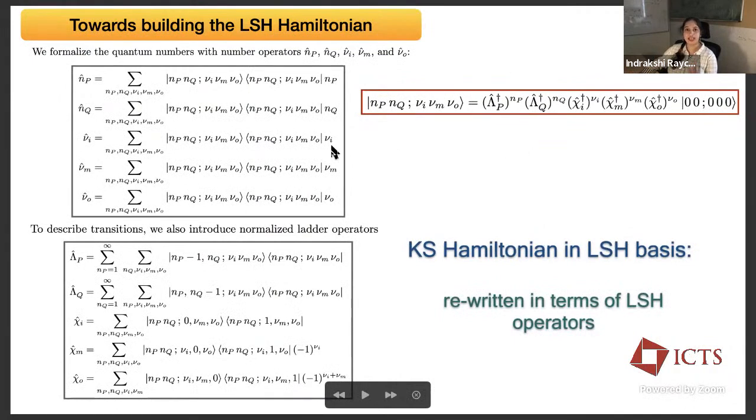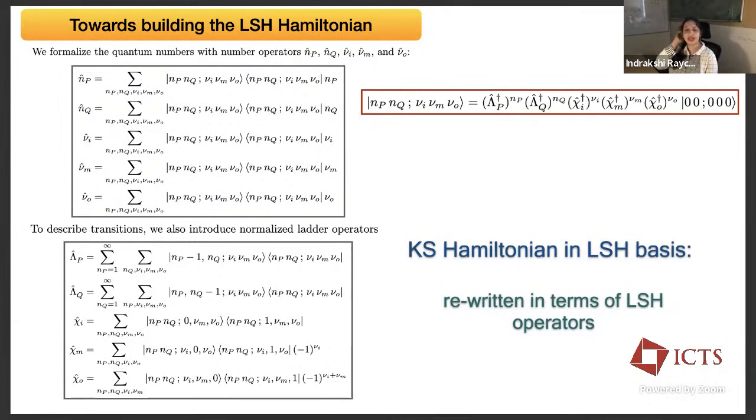So we can formalize this. We can define a set of number operators that corresponds to the occupation numbers for the Loop-String-Hadron quantum numbers, and also a set of normalized ladder operators that corresponds to changing these Loop-String-Hadron quantum numbers by plus or minus 1 unit, in such a way that any particular state is defined to be created by this set of ladder operators acting on the purely vacuum state, that is the 0 state.